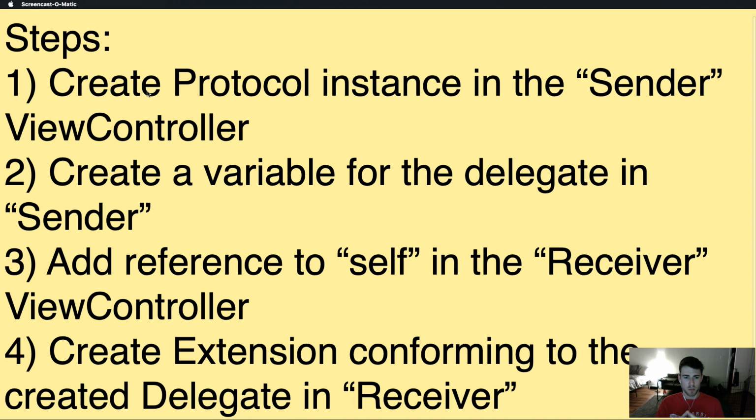Next we're going to create a variable for the delegate in the sender view controller. Then we're going to go over to the receiver and add a reference to self. Basically it's like ViewController.delegate equals self, and it's got to go somewhere in the receiver view controller. The next step is to create an extension in that same view controller, the receiver, that conforms to the delegate that we created. If this sounds confusing to you, don't worry, it did to me at first, and hopefully you'll have a better understanding at the end of this.